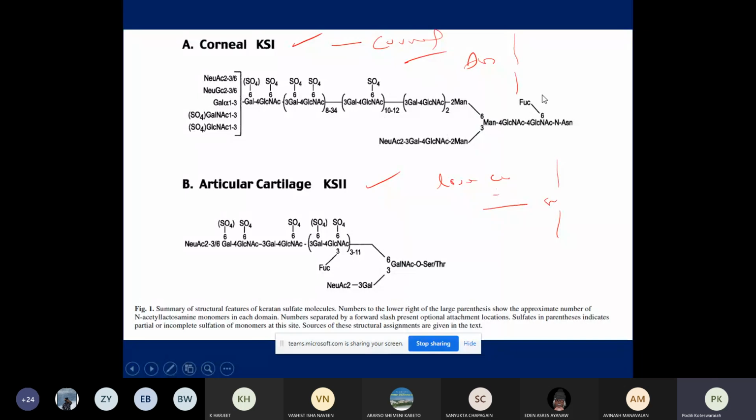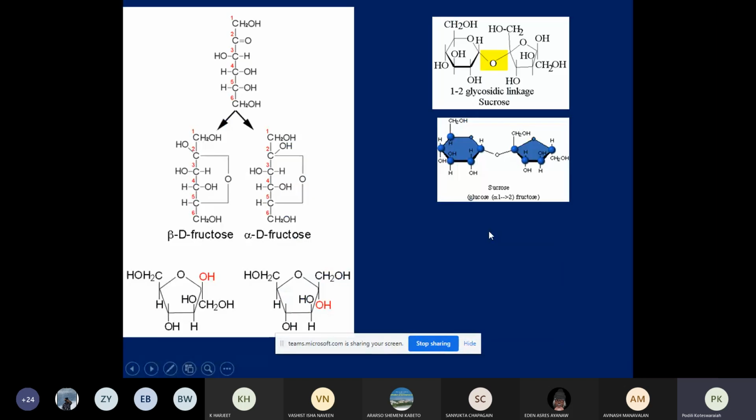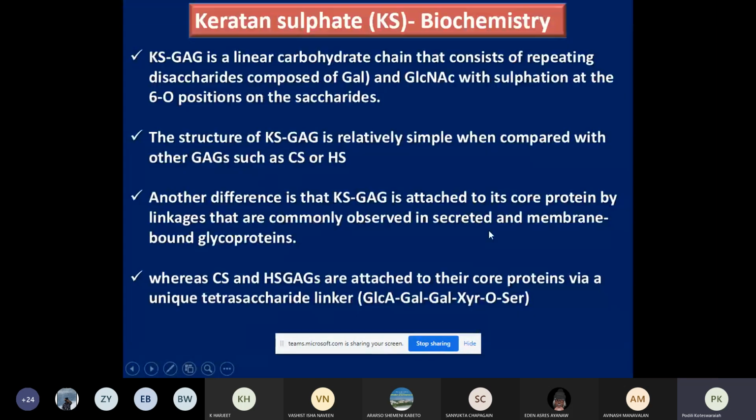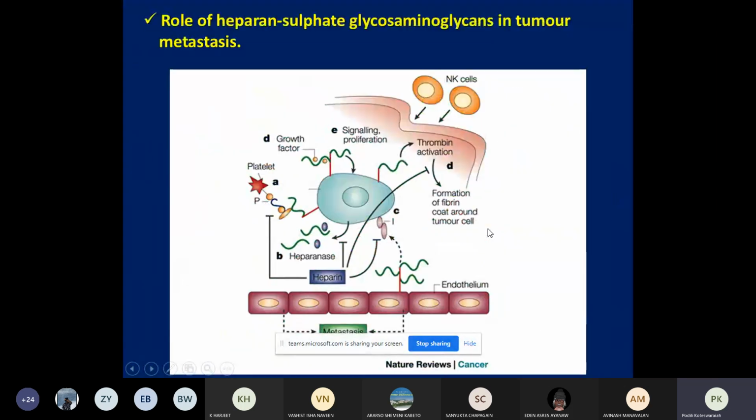Deficiency of keratan sulfate or abnormal formation of keratan sulfate leads to a condition called macular corneal dystrophy. And this is about keratan sulfate. And last we have heparan sulfate.